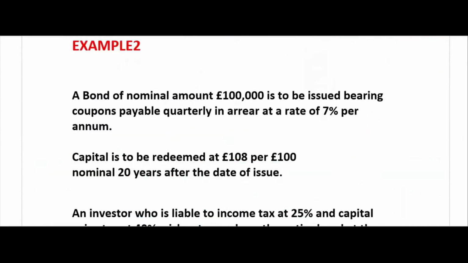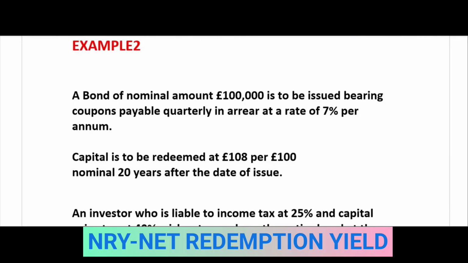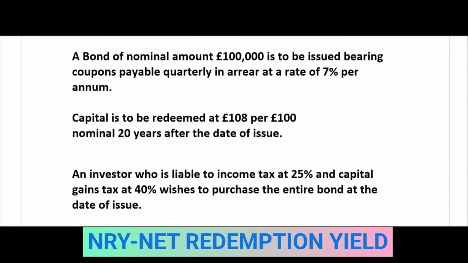This is the second example. A bond of nominal amount 100,000 is to be issued, bearing coupons payable quarterly in arrear at a rate of 7% per annum. That means 7 divided by 4, 1.75 every quarter. Capital is to be redeemed at 108 per 100 nominal 20 years after the date of issue. Okay, so you know the tenure, that is 20 years, and the payments are quarterly in arrears. That means 4 in 1 year, and then 20 multiplied by 4, 80 payments.